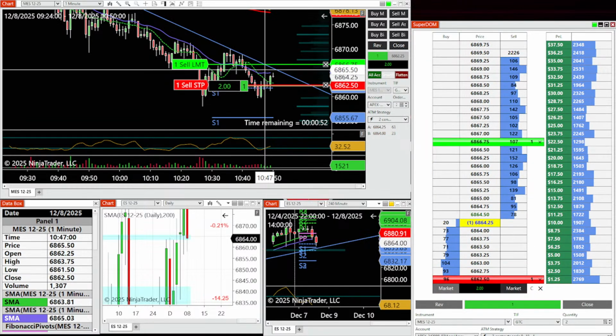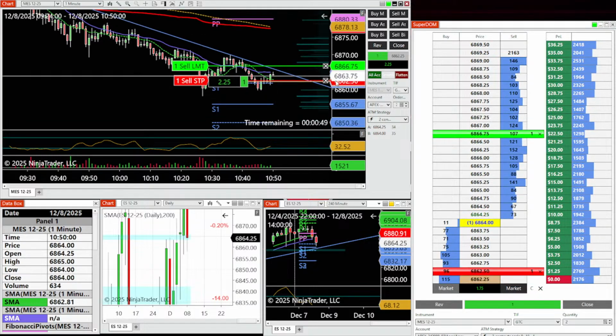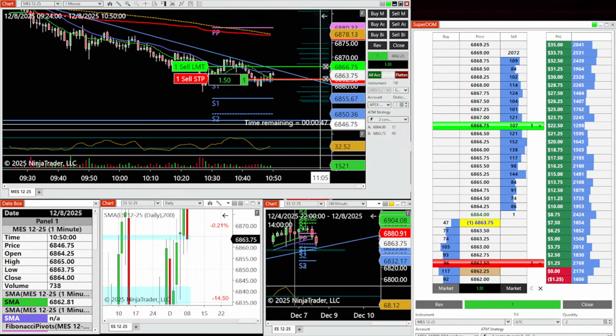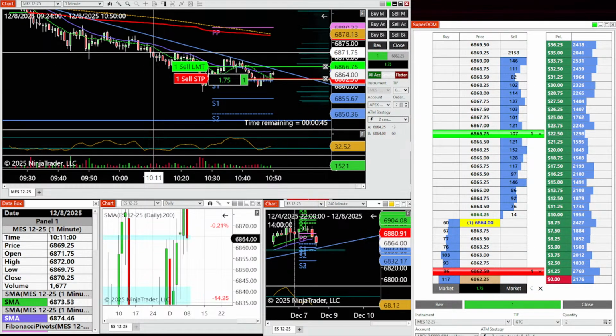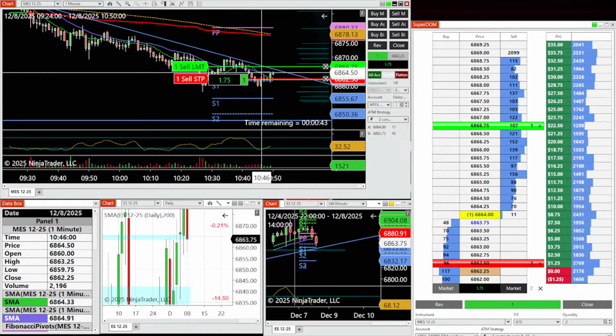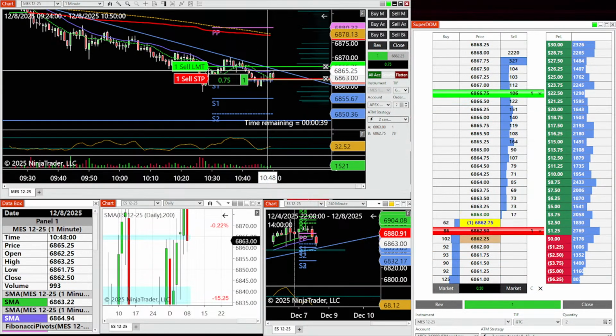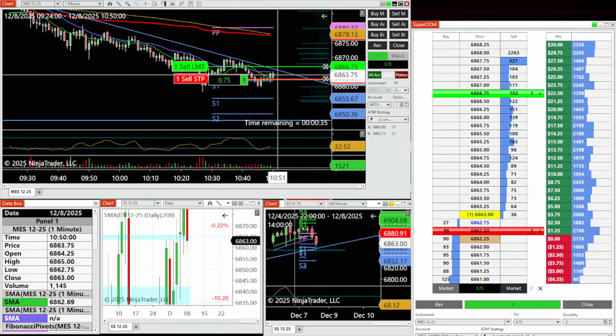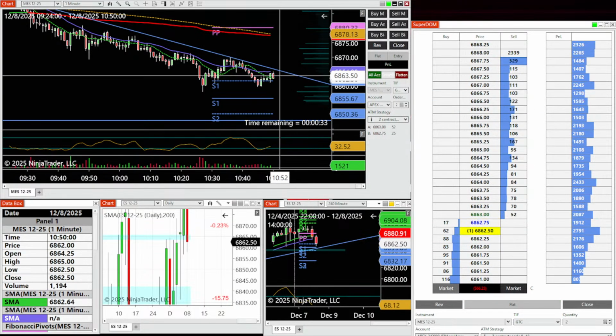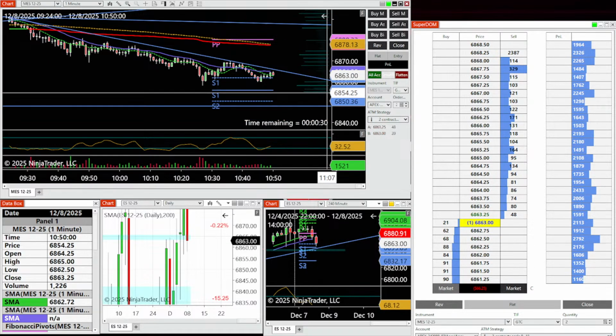consolidating, but my target is above the trend line, which is not good because we've been bouncing off this trend line, haven't broken it. So if my target is in the trend line, it's going to be a harder move to get through.